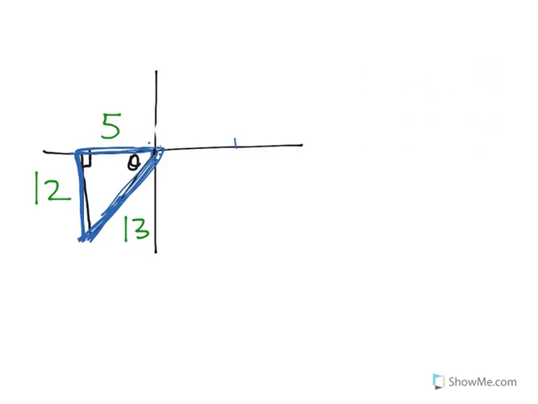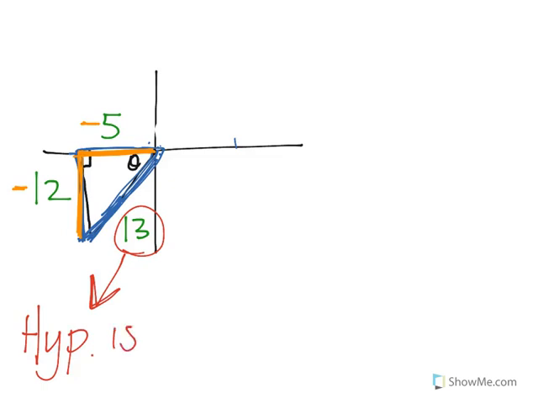Right? Now, we have to ask ourselves, do we have to tack on any negatives to any of these sides? And we do. We have to tack them onto 2 of them. We have to tack them on to this side and this side. Why? Well, because we're on the negative side of the x-axis, and we're on the negative side of the y-axis. The hypotenuse will never, ever be negative. So h, hypotenuse, is always positive.